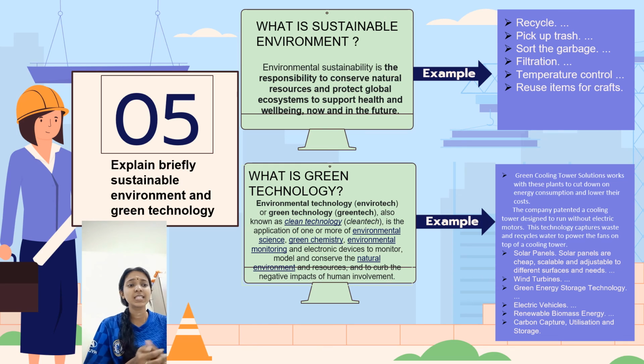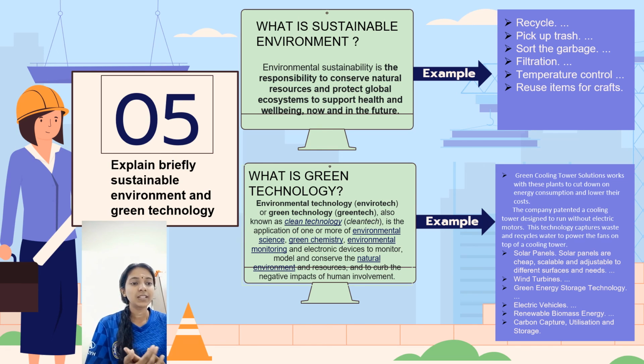Well, what are the green technology examples? The first is green cooling tower solution, which works with plants to cut down on energy consumption and lower their costs. Green cooling tower solution is one of the green technologies used in cooling systems. The company patented a cooling tower designed to run without electric motors. This technology captures waste and recycles water to power the fans on top of a cooling tower.